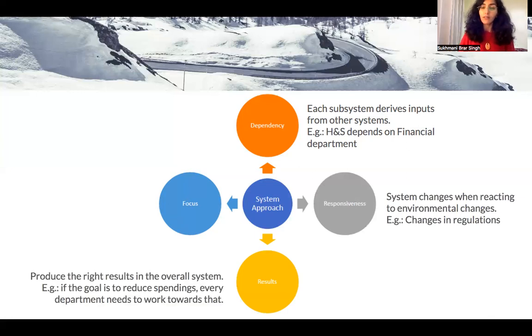Results. This ties a little bit into the dependency aspect here, but if an organization wants to produce a certain result, the entire system needs to work together to reach that target. So for example, if the goal is to reduce spendings, every department needs to work towards that goal.